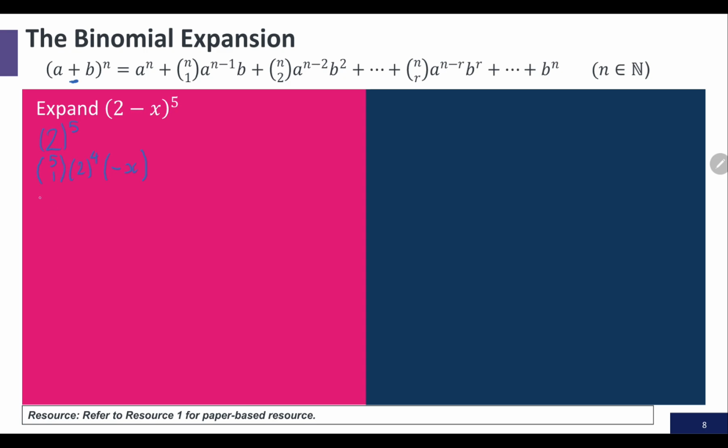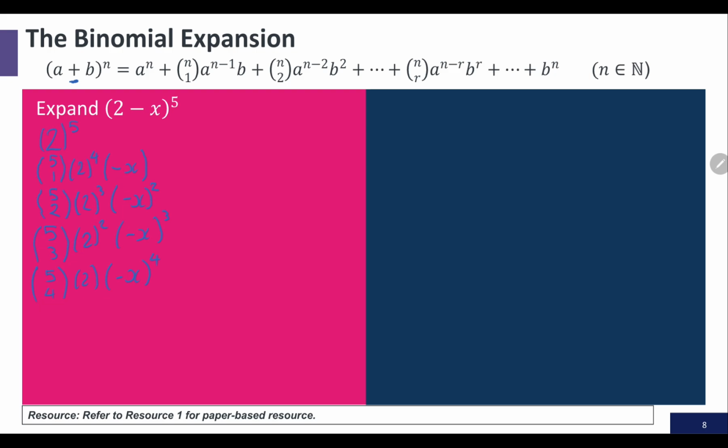The next term is going to be 5 choose 2, you've guessed it, 2 cubed, and then minus x squared. The next term, 5 choose 3, 2 squared, minus x cubed. The next term, 5 choose 4, 2 to the power of 1, and then minus x to the power of 4.